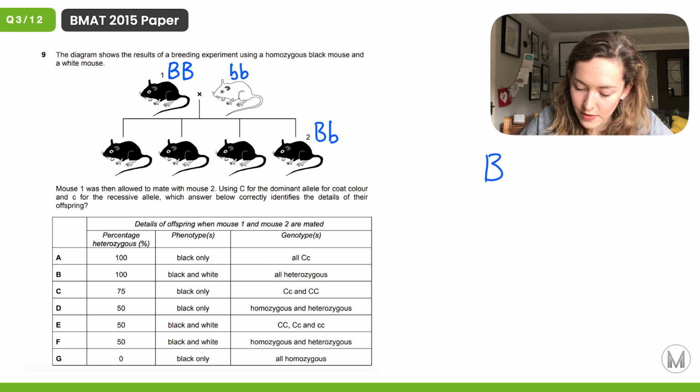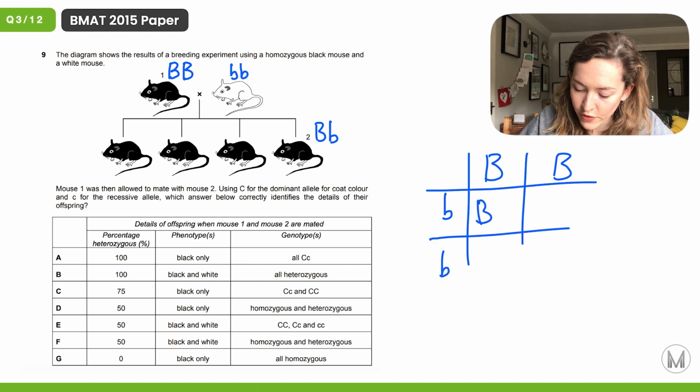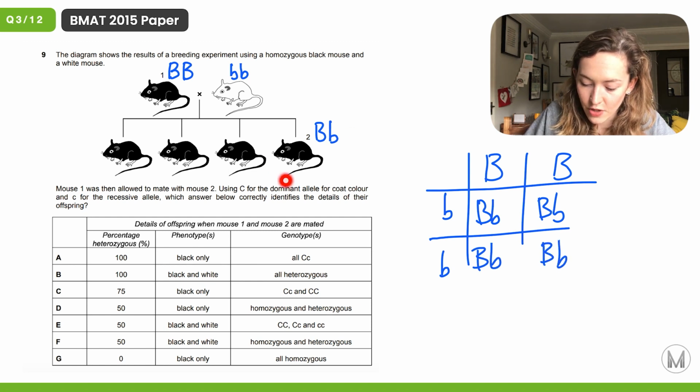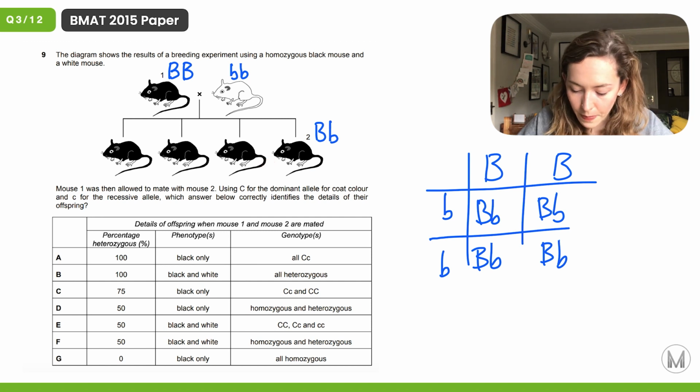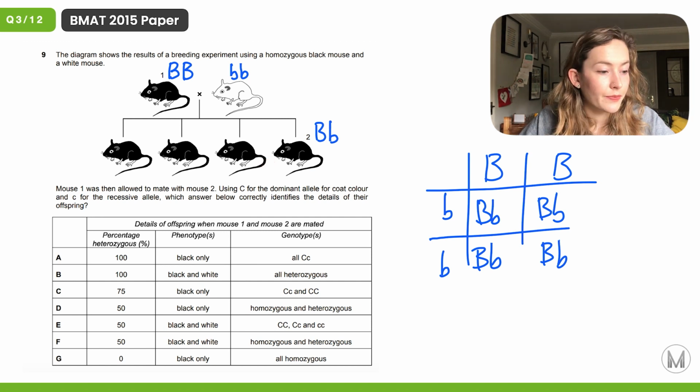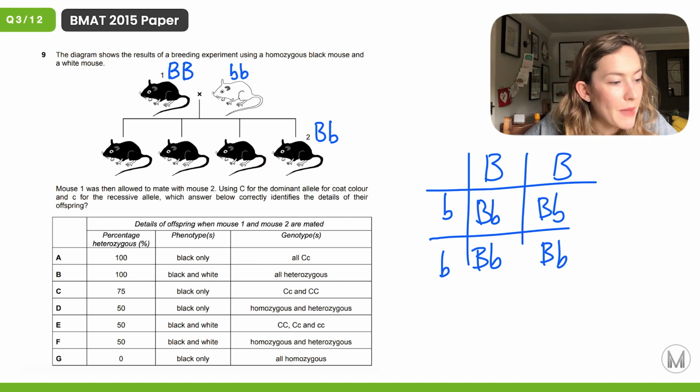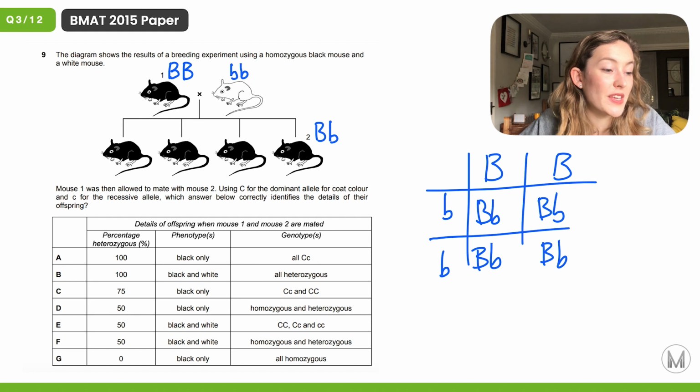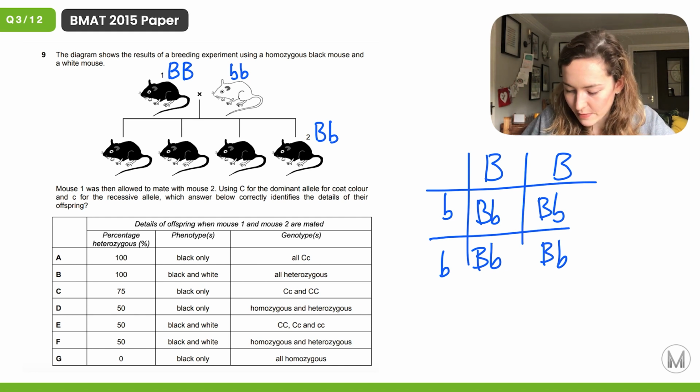Because I can show it in my Punnett square, so my black mouse breeds with my white mouse, and all 4 of my offspring are going to be heterozygous. Okay, so I can say that my second mouse over here is going to be that genotype. Then, my second thing I need to consider, mouse 2 is then allowed to mate. Mouse 1 was then allowed to mate with mouse 2, and it says using C, but I've started using B, but I can just change it afterwards anyway. Let's keep it as B for now.